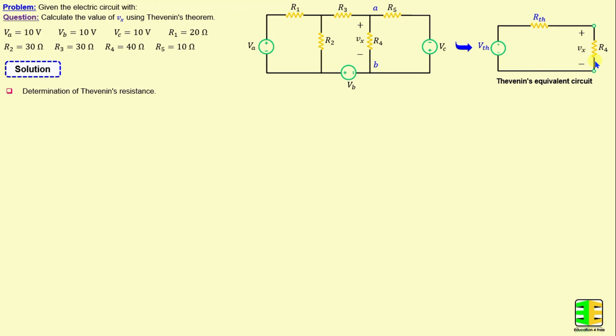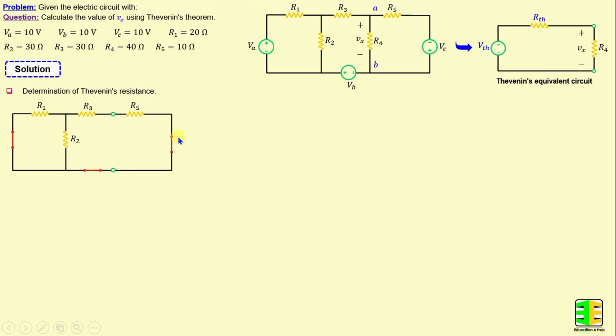I will start first with the determination of the Thevenin's resistance. This step can be done by removing all independent sources in the circuit and disconnecting the resistor R4, which means the voltage sources will be replaced by a short circuit. The Thevenin's resistance represents the equivalent resistance between terminals A and B. That means RTH is equal to the parallel combination of R1 and R2 connected in series with R3 in parallel to R5.